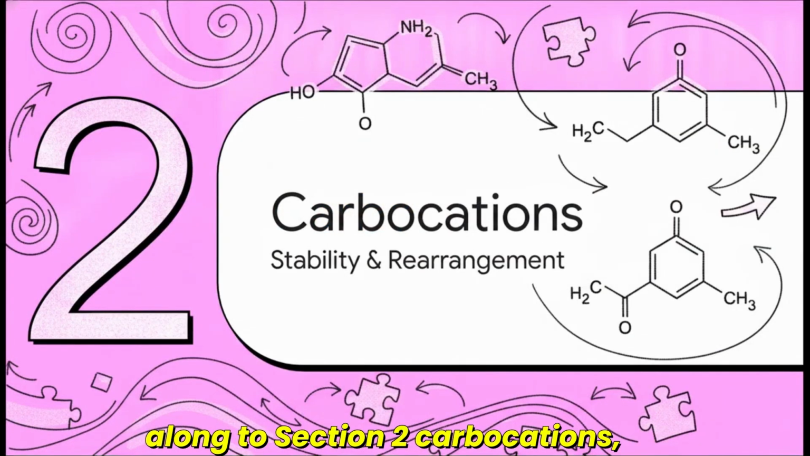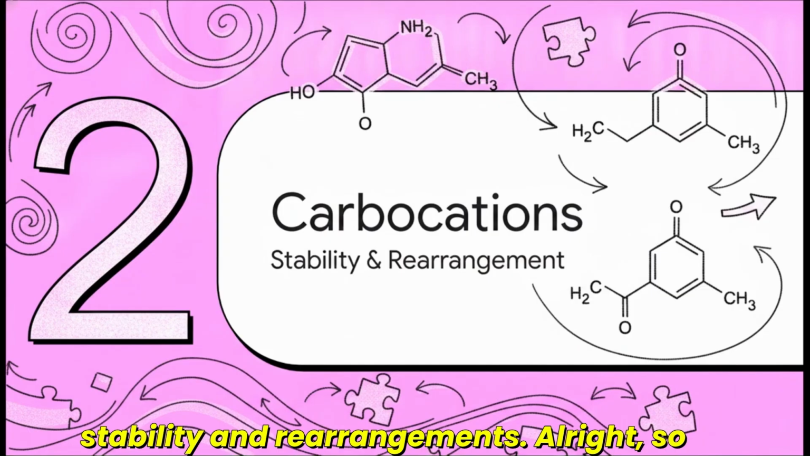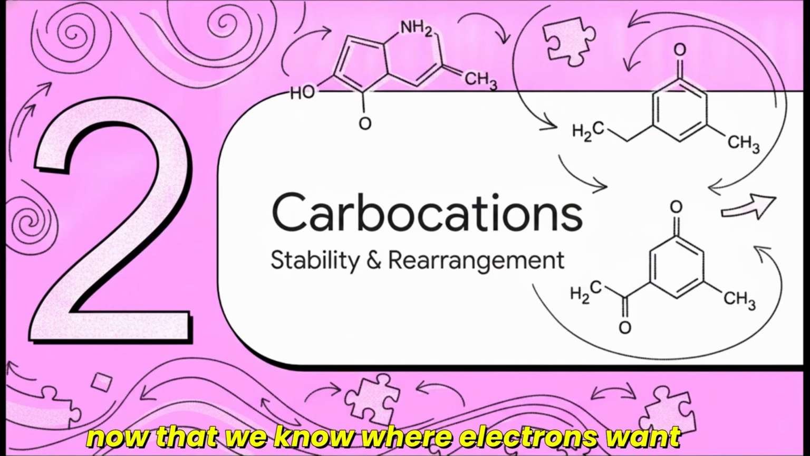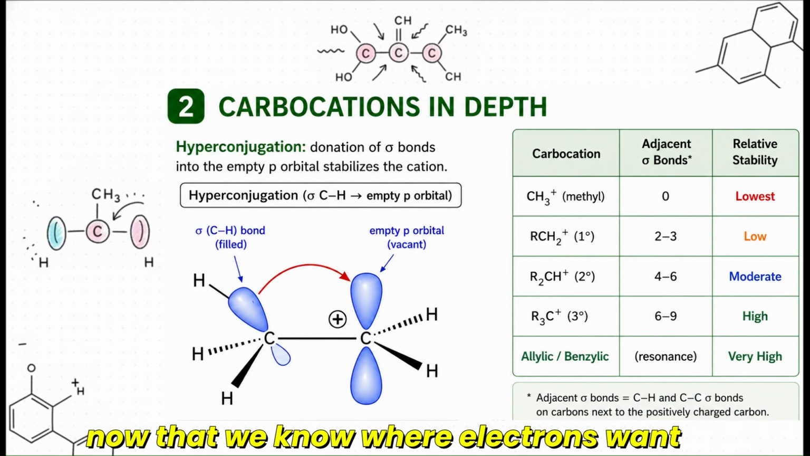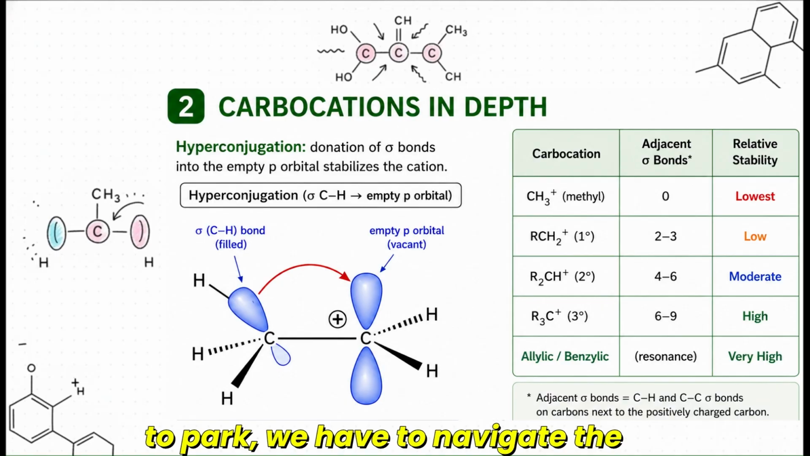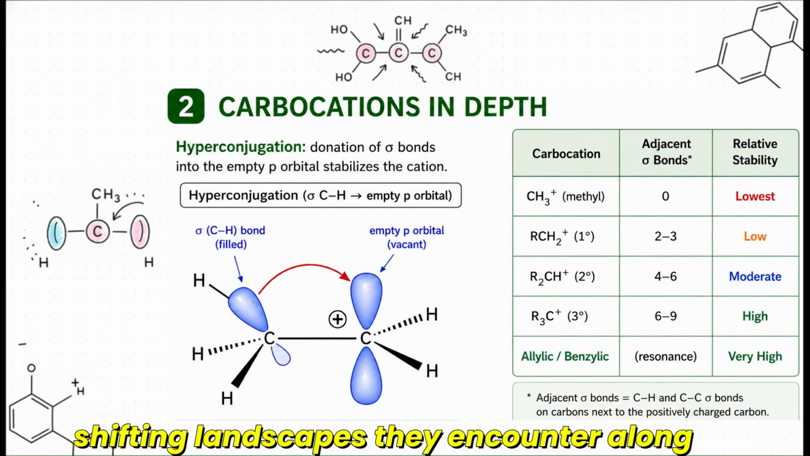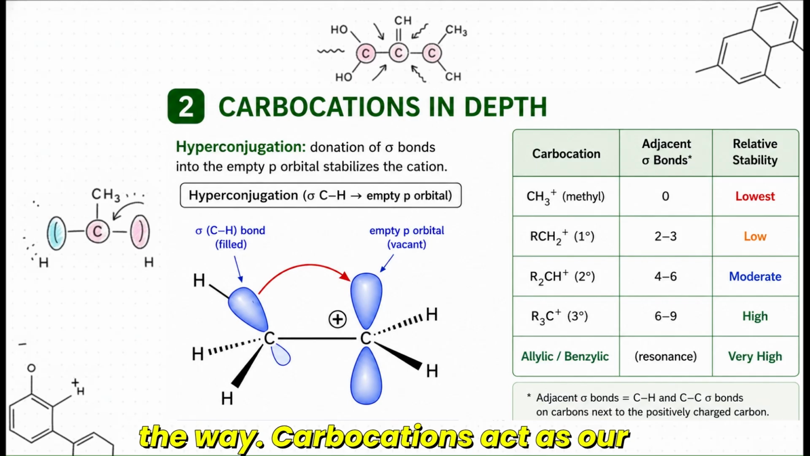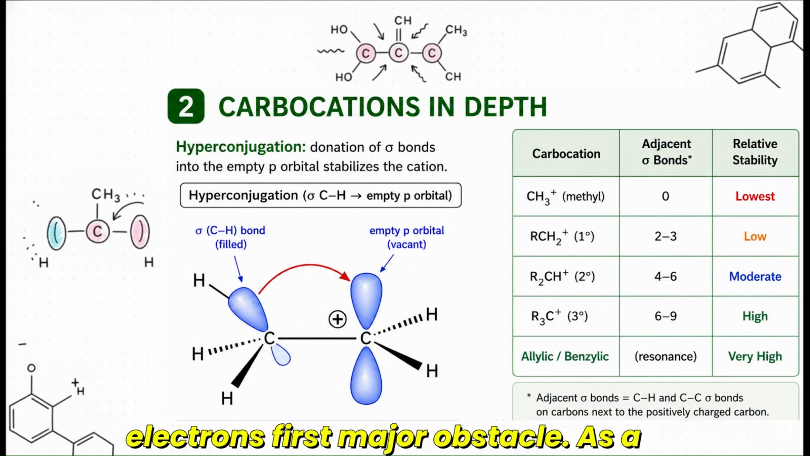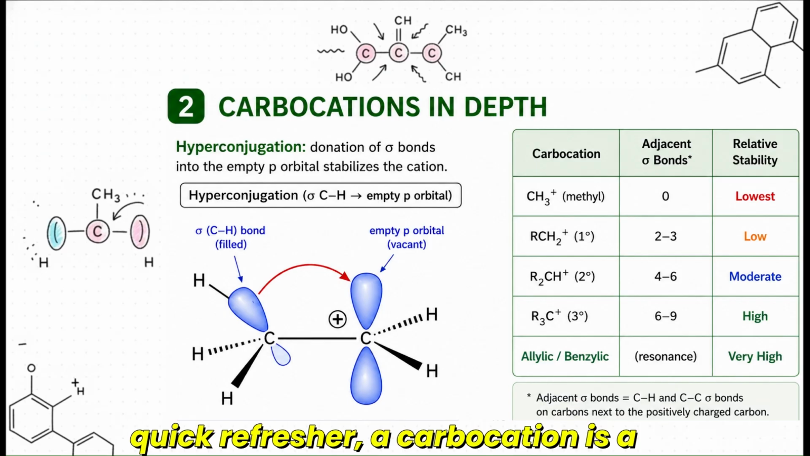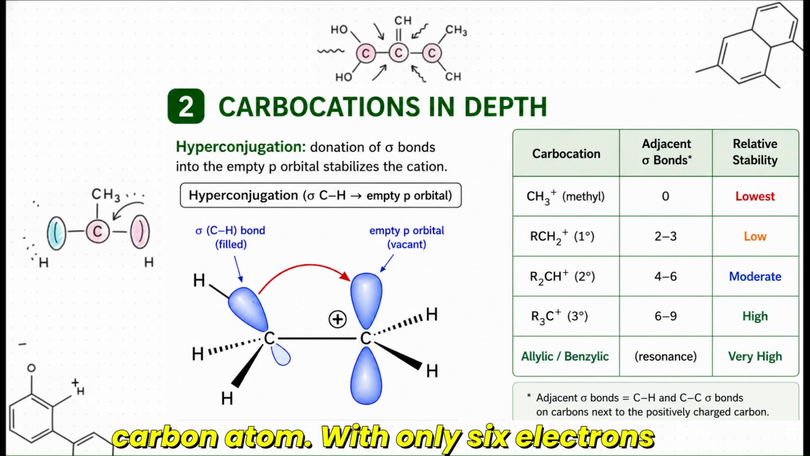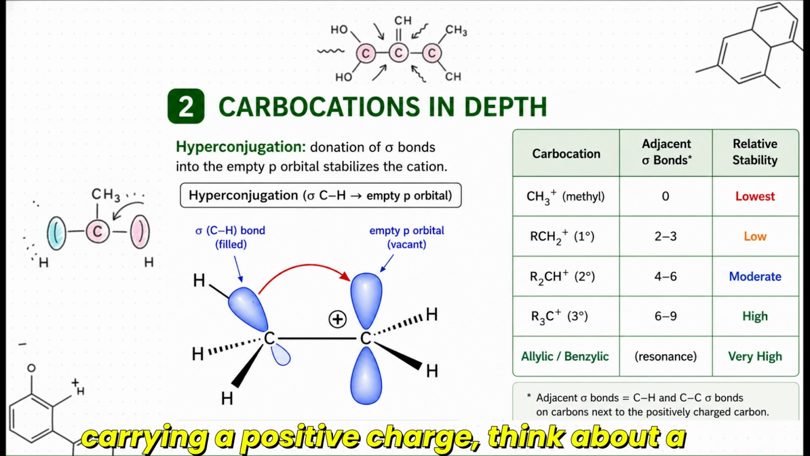Moving right along to Section 2, carbocations, stability and rearrangements. All right, so now that we know where electrons want to park, we have to navigate the shifting landscapes they encounter along the way. Carbocations act as our electrons' first major obstacle. As a quick refresher, a carbocation is a carbon atom with only 6 electrons carrying a positive charge.